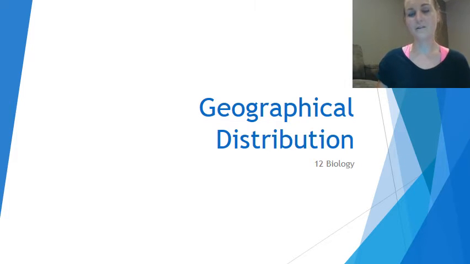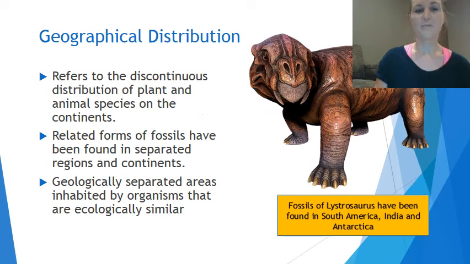Okay, so today we're going to look at the impact of geographical distribution on what we know about evolution. So what do we mean by this? Geographical distribution refers to the discontinuous distribution of plant and animal species on the continents across our world today. So that means we have different plant and animal species in different places all over the world.